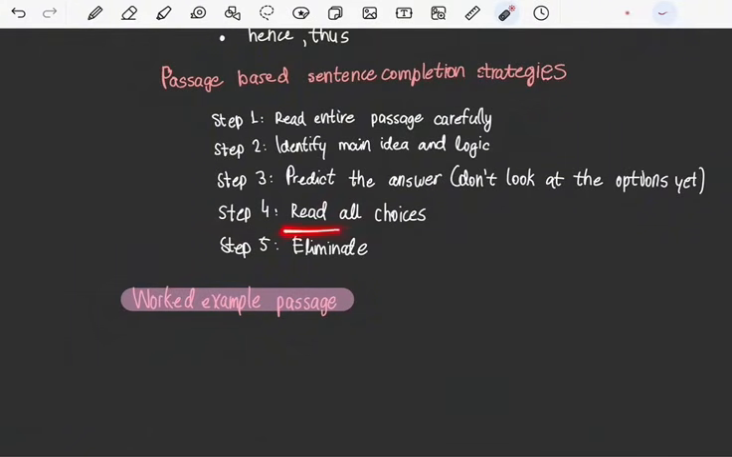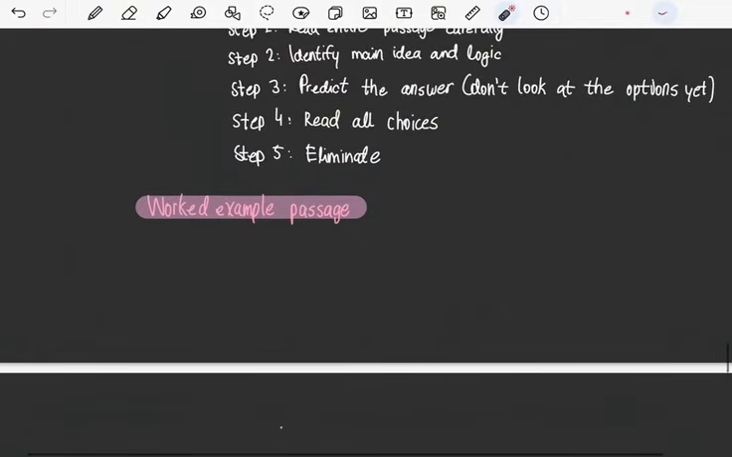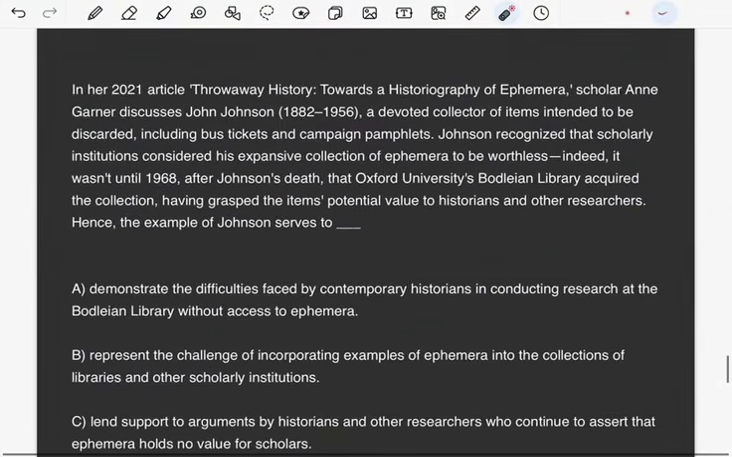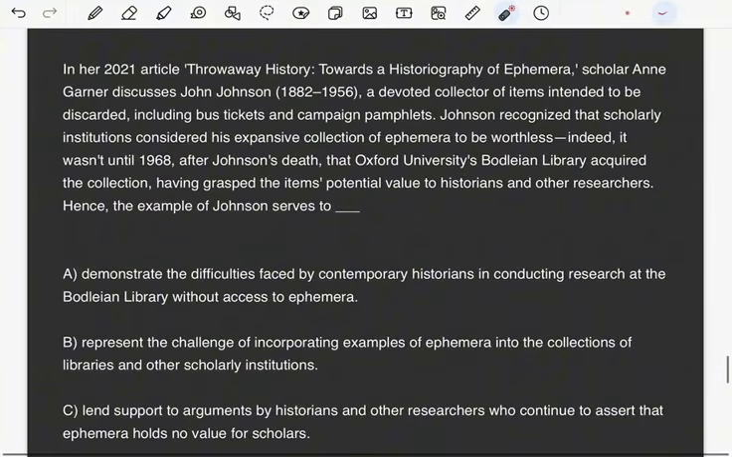Next one is to read all choices. Now, when you predict your answer, you can get some idea of what you're looking for in your answer choices. So you read them all and eliminate the answers that you don't think are correct. So we're going to work up a passage example from the digital SAT and use these steps that I just mentioned.